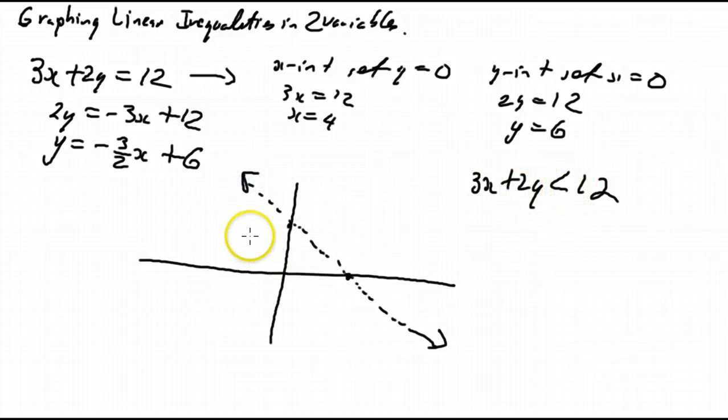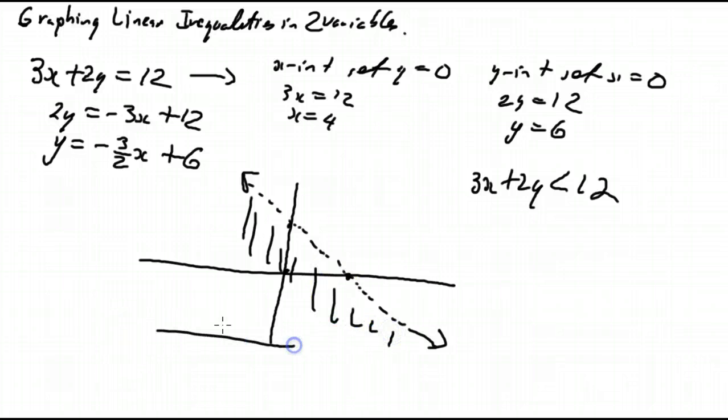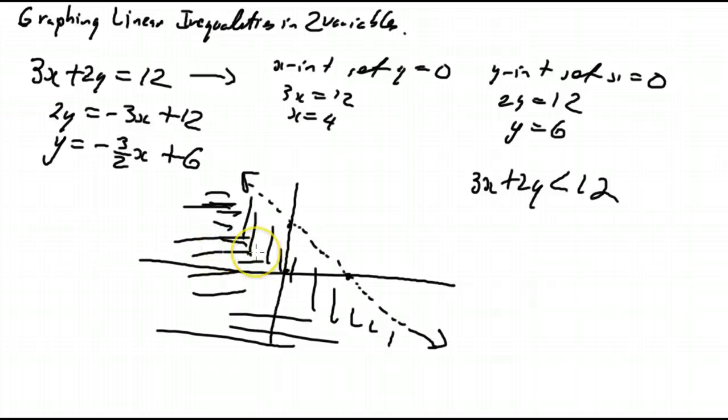Since 3x plus 2y is less than 12, well, we have to figure out, is the point 0, 0 a test point in the region? If I put 0, 0 in for x and y, this will be 0, which is less than 12. So given that that's the point, then from there we can shade below the graph.